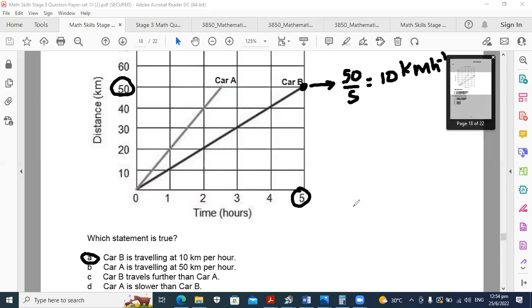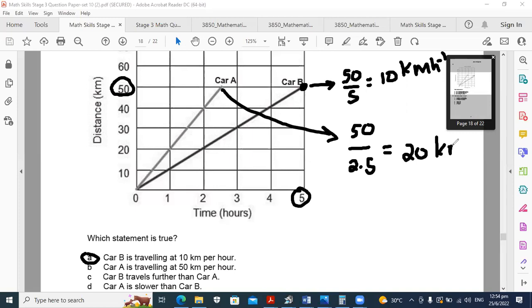All right, let's figure it out. Car A is at what? 50, right? Yes, sir. And this is about what? 2.5. What's 50 divided by 2.5? 20. 20 kilometers per hour. So it's the opposite, not true? Yes, sir. Car A is actually faster than car B.